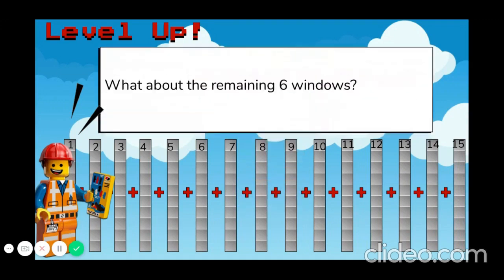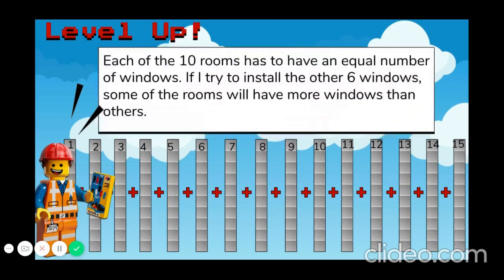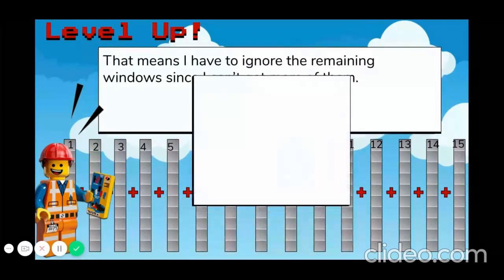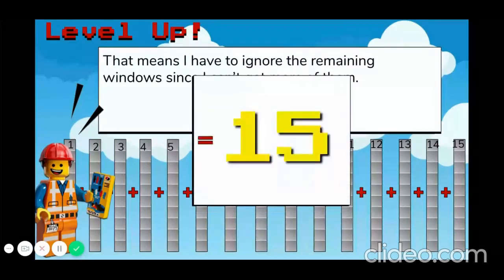Well, here's kind of what we have to realize here. It said that every single room has to have the same number of windows, meaning that those remaining 6 windows are just going to have to be ignored because we cannot get more windows. And if we try to install these windows, then some of the rooms will have more windows than others. And we were just told that we have to have an equal number of windows per room. So that means we just have to ignore it for a total of 15 windows per room.